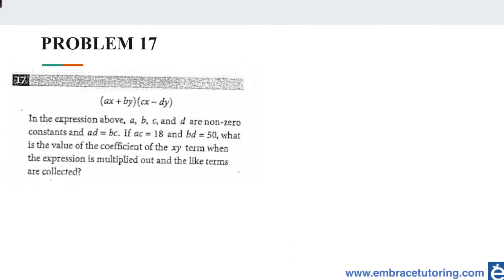Problem number 17 states ax plus by multiplied by cx minus dy. In the expression above, a, b, c, and d are non-zero constants, and ad equals bc. If ac equals 18 and if bd equals 50, what is the value of the coefficient of the xy term when the expression is multiplied out and the like terms are collected? Always remember that one key strategy is to always examine why they are giving you certain things and how to use them in terms of the given.